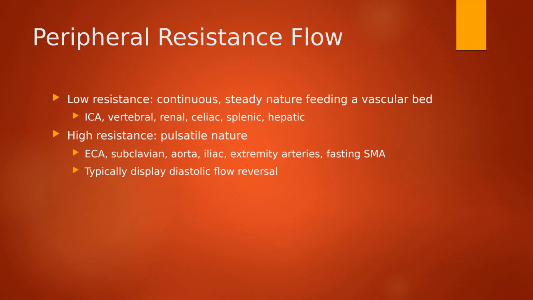Whereas when you have the high resistance vessel, these are saying, okay, we've got to get to where we're going. We've got to get there fast. So we have our ECA, our subclavian artery, our aorta, right? High resistance vessel, a lot of pressure. And then we have our iliac, our extremity arteries, and our fasting SMA. We'll talk about that fasting SMA in a few weeks when we get into more of our in-depth arterial evaluation exams. These are typically going to display diastolic flow reversal when we're looking at them in terms of the waveform.